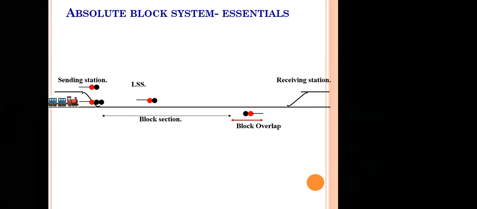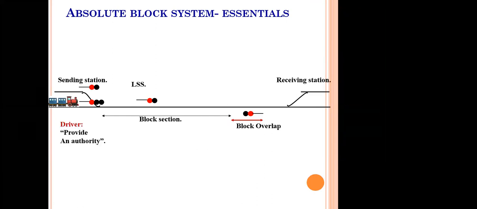Very detailed discussions. Let us not go more into detail here. Let us understand the concept of block working. Then we can discuss more in detail when you attend the courses. Now there is a sending station, from where a train has to be sent, and a receiving station, a station where a train has to be received. The area between the sending station and the receiving station is called the block section, which is around 8 to 10 kilometers ideally.